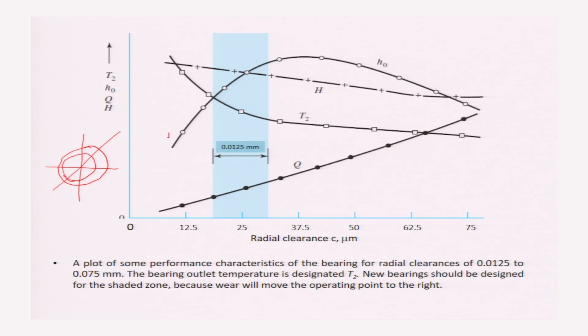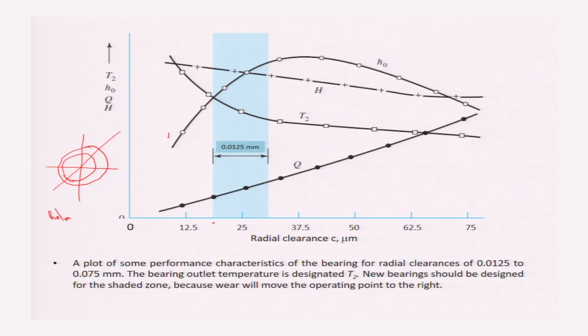Now, if due to any reason it further decreases, then there will be metal to metal contact, and Trumpler has given a minimum value of H0. So, you cannot decrease this H0 beyond a certain value. So, if the clearance is tight, then the value of H0 is lesser. So, you cannot make the clearance in this zone.